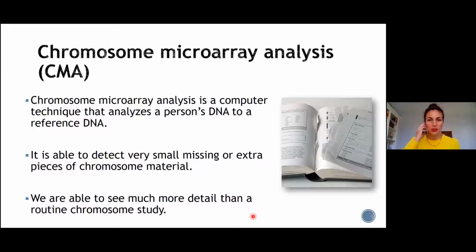Some of your children might have had what's called a chromosome microarray analysis. So a chromosome microarray, or a CMA, looks at a person's DNA and is able to detect very small missing or extra pieces of chromosome material. So instead of entire volumes, we're looking at some pages that might be missing or put in there. So we're able to see much more detail than in a routine chromosome study. But again, we're looking at the chromosomes and to see if there's missing chromosome material rather than at the words on the page.